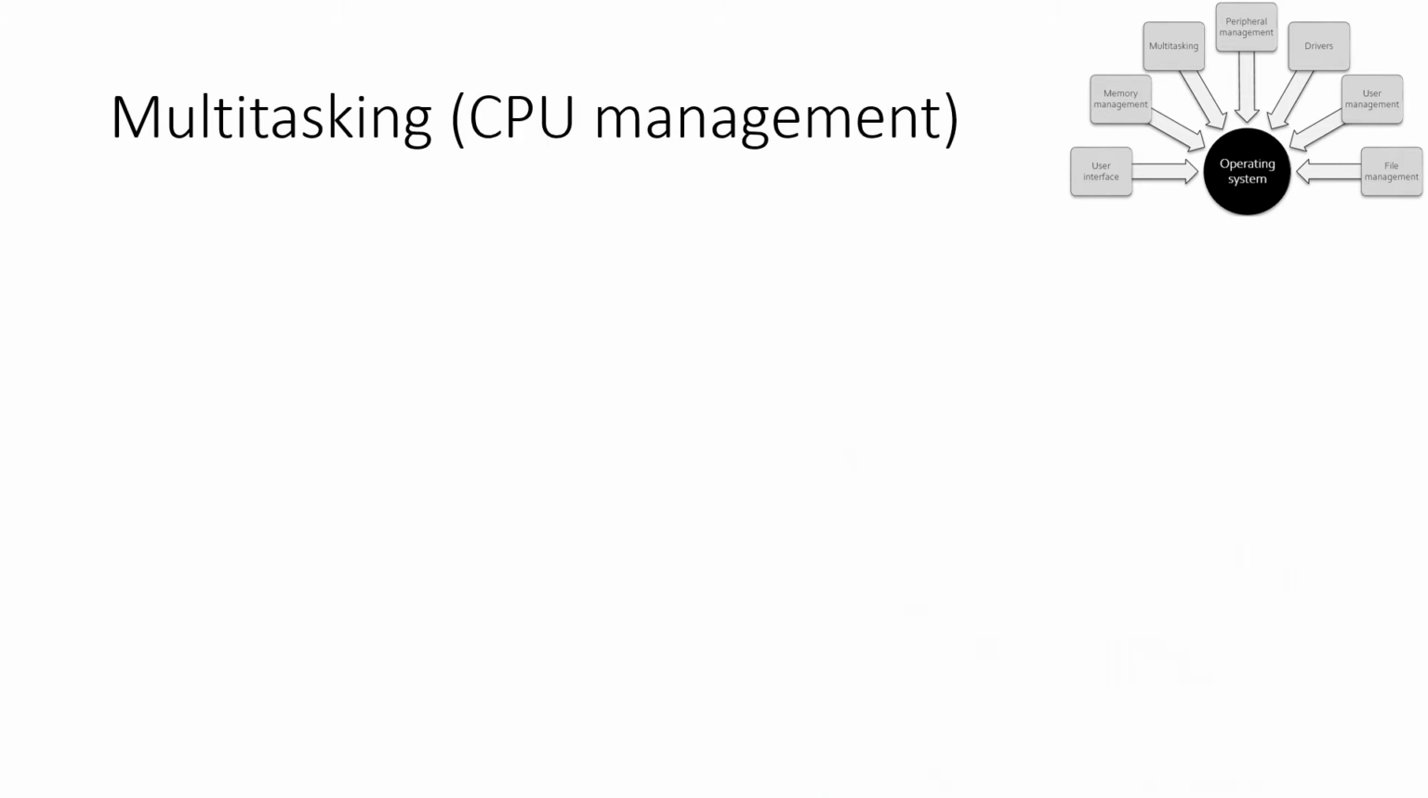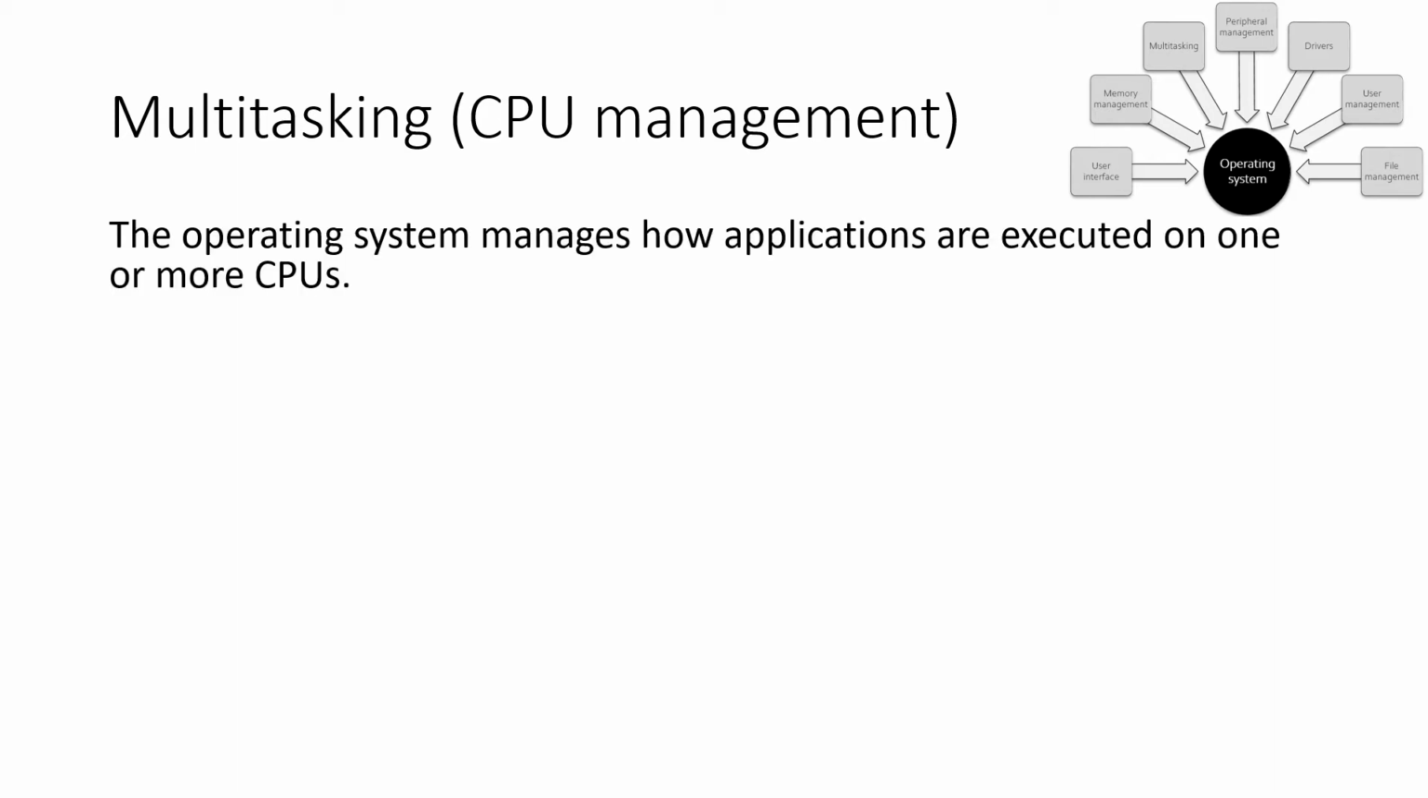So all these different applications need to be used at the same time, or have the illusion of being used at the same time, and the CPU is involved here. The operating system will allocate different processes to different CPUs if there's more than one CPU. Remember what a CPU is? It's a central processing unit. It's like the main part of a computer that does all the processing, the maths.